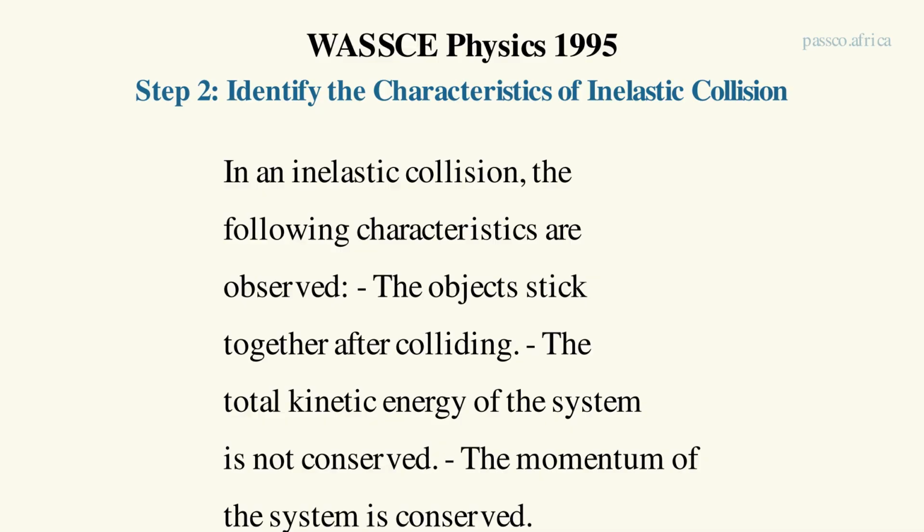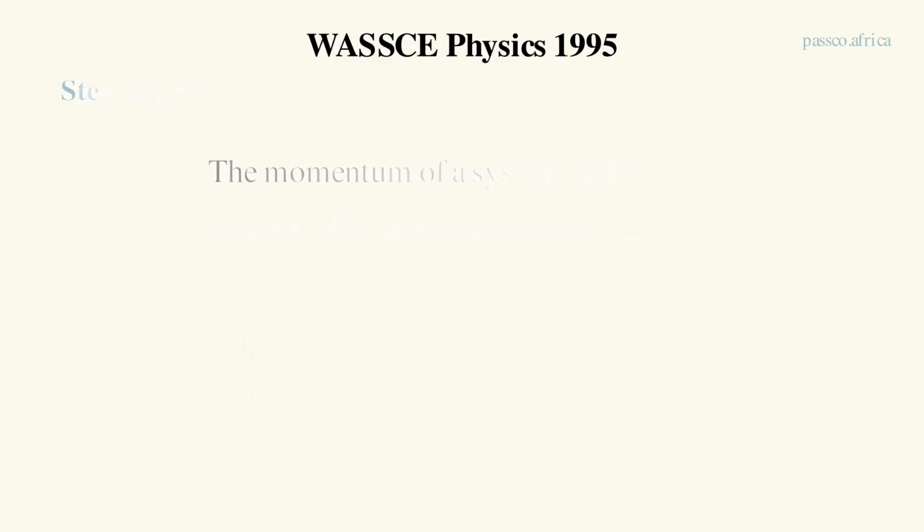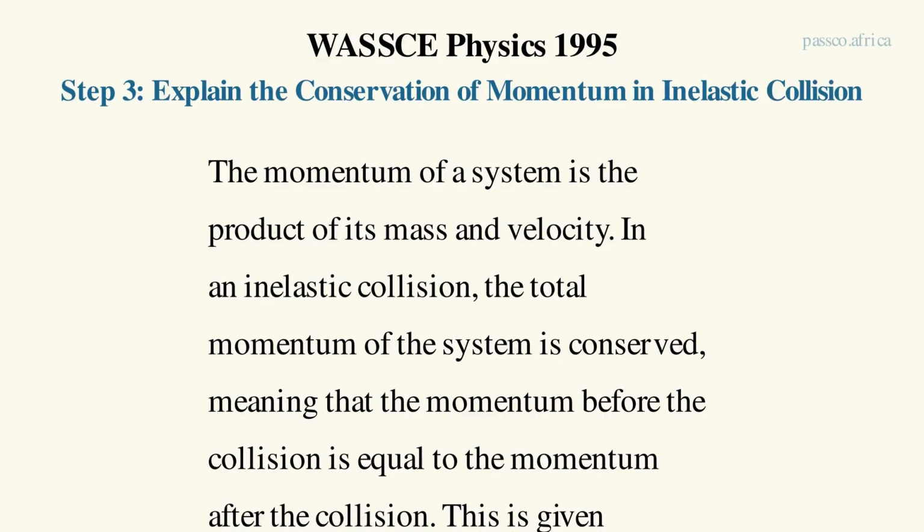Step 3. Explain the conservation of momentum in inelastic collision. The momentum of a system is the product of its mass and velocity. In an inelastic collision, the total momentum of the system is conserved, meaning that the momentum before the collision is equal to the momentum after the collision. This is given by the equation m1u1 plus m2u2 equals (m1 plus m2)v, where m1 and m2 are the masses of the objects, u1 and u2 are their initial velocities, and v is their final velocity.